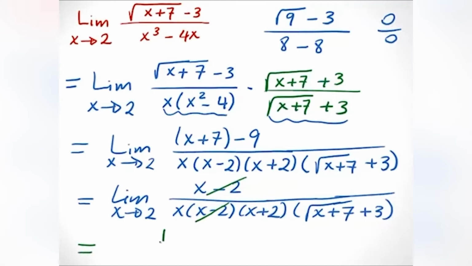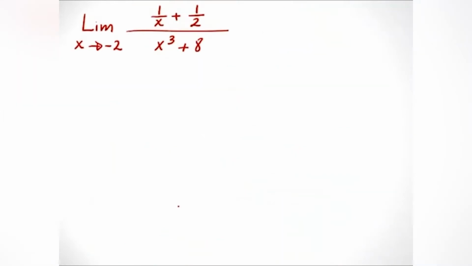And the value of this limit is very simple. It will be 1 divided by 2 times 2 plus 2, that is 4, times the square root of 2 plus 7, that's 9. So it's 3 plus 3, which is 6, becomes 8 times 6. So it is 1 over 48. So simple and so cool. See now the following problem.